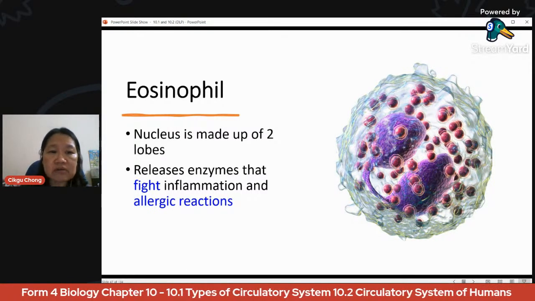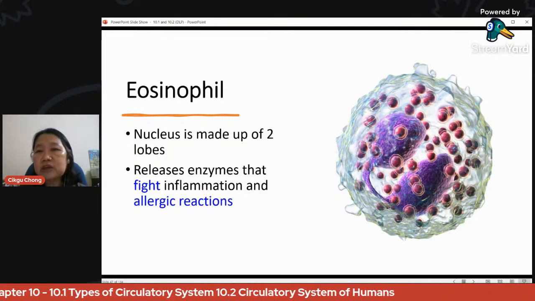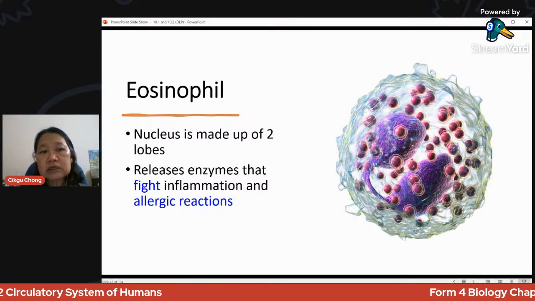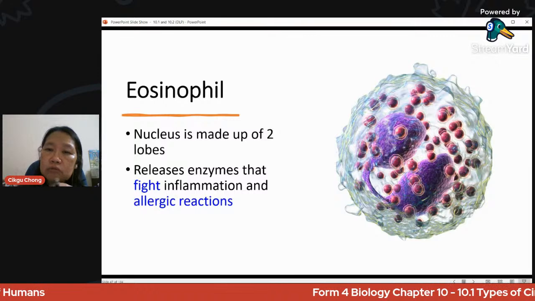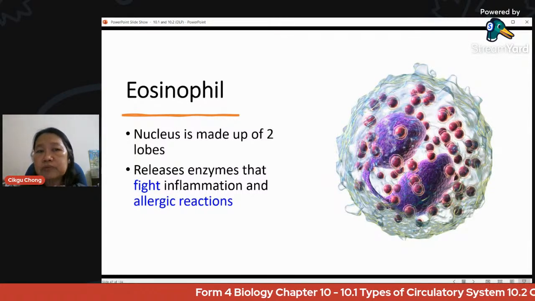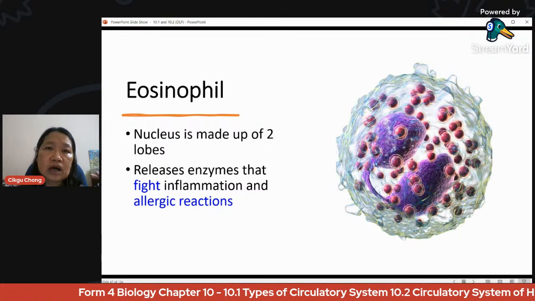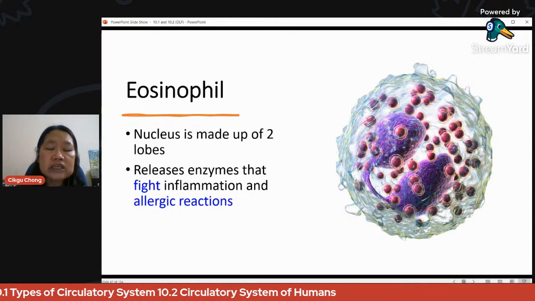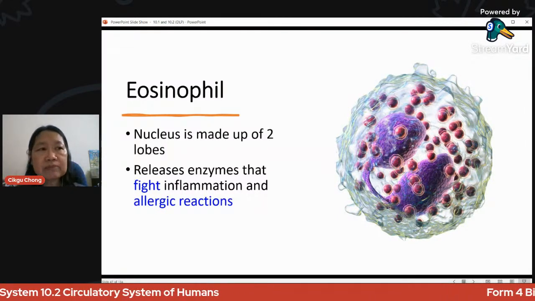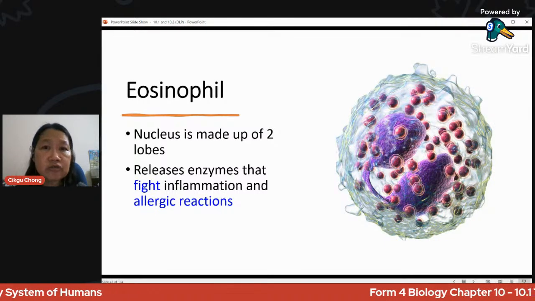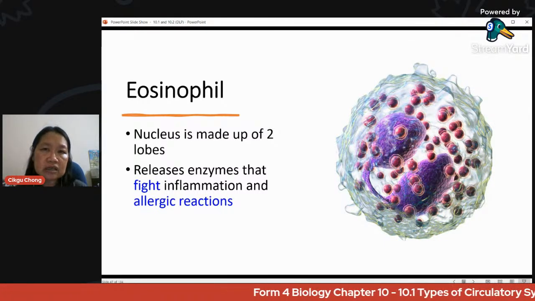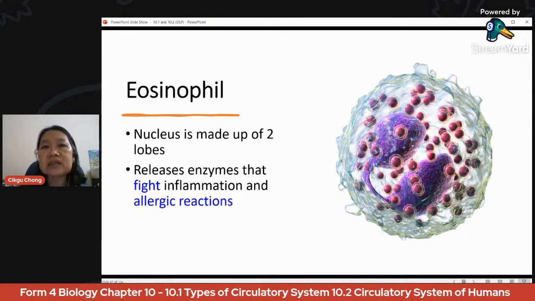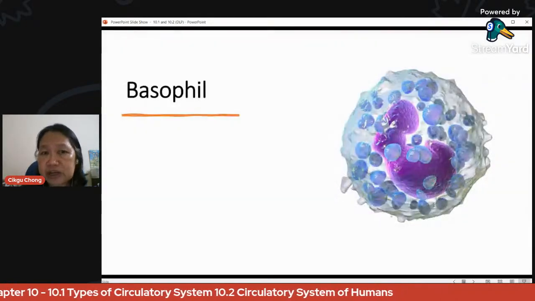When you have an infection, all right, some part of your body is injured, or maybe bacteria has come in, you have inflammation, and sometimes you will have an allergic reaction. So this one will combat it, okay? It will reduce the allergic reaction. It will produce antihistamine to combat, to overcome your body's allergic reaction. Maybe something has come into your body and your body does not agree with it, so your body is producing the response of being inflamed. We call it allergic. So this one will try to fight that allergic reaction. Okay, reduces the allergic reaction.